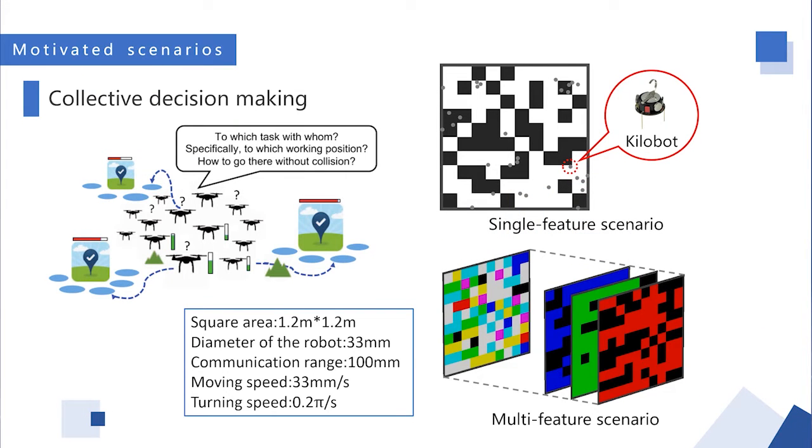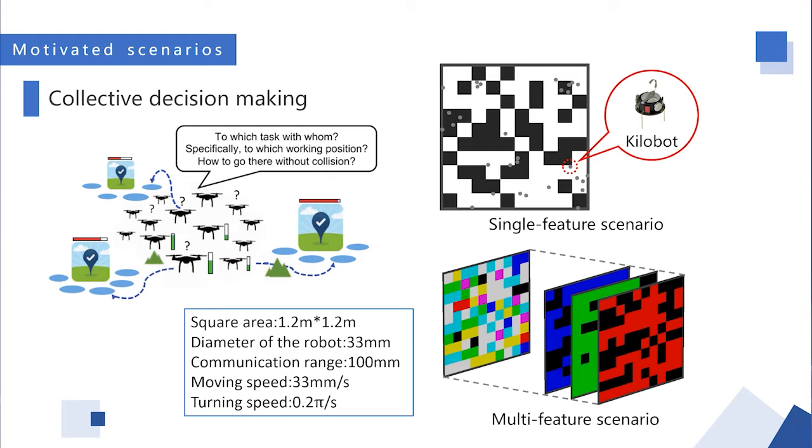Sometimes, a group of robots needs to reach consensus among several options, such as which working position to go to. Sometimes they have to go to several positions, which leads to the problem of task allocation. The experimental environment is a square area containing several tiles. The fill ratio of light tiles to the whole area represents the feature of this area.